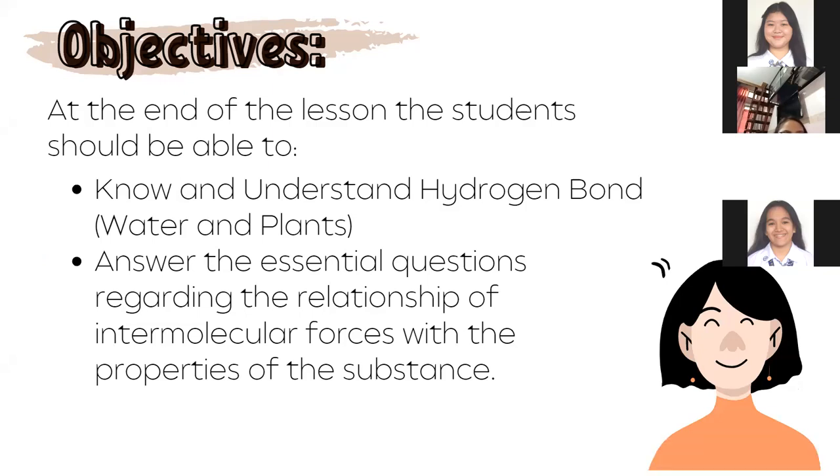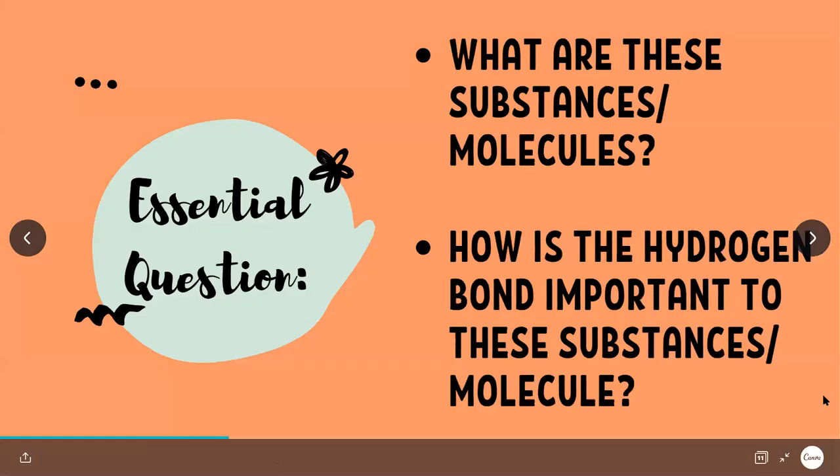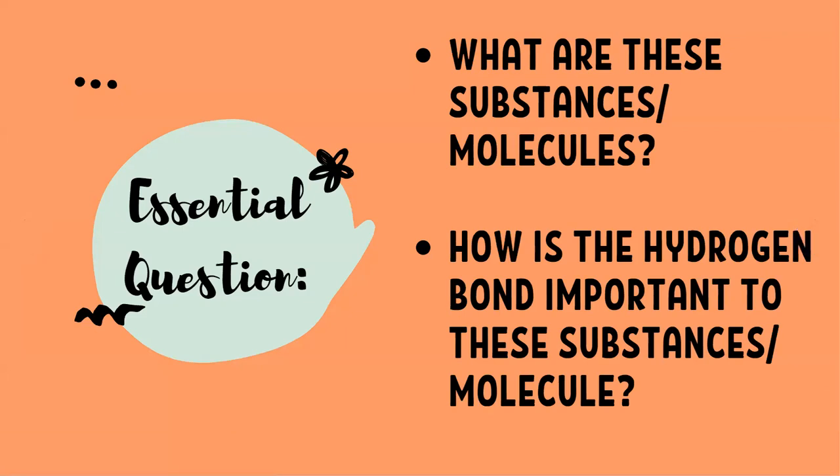For our objectives, at the end of the lesson, the students should be able to know and understand hydrogen bond, water and plants, and answer the essential questions regarding the relationship of intermolecular forces and the properties of the substance. And for our essential questions, we seek to find: what are these substances or molecules? How is the hydrogen bond important to these substances or molecules?